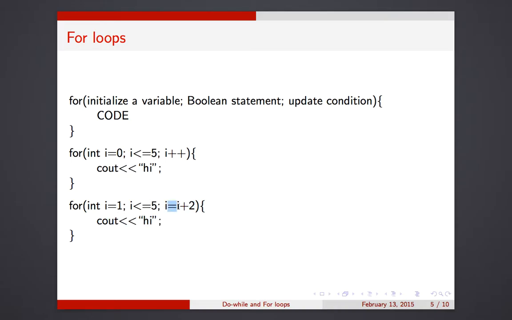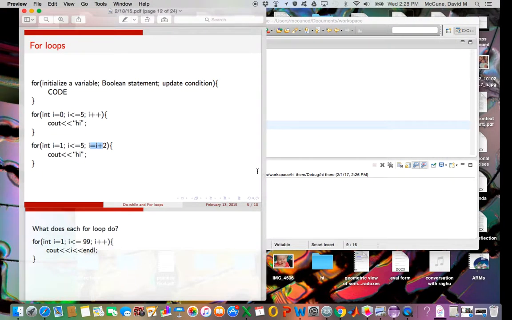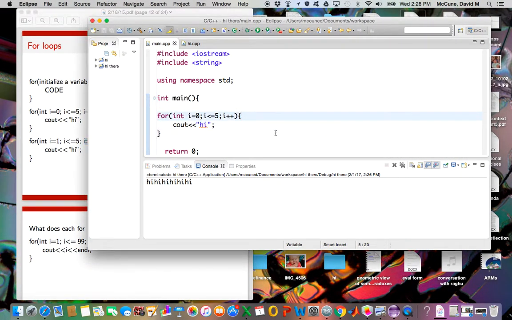But then, since i is i plus 2, you're going to take that value of 1 and add 2 to it so that i becomes 3. 3 is less than or equal to 5, so you run the code. Then i becomes 5. And 5 is less than or equal to 5, so you'll run the code one more time and then you'll stop after that, because then the value of i gets too big.